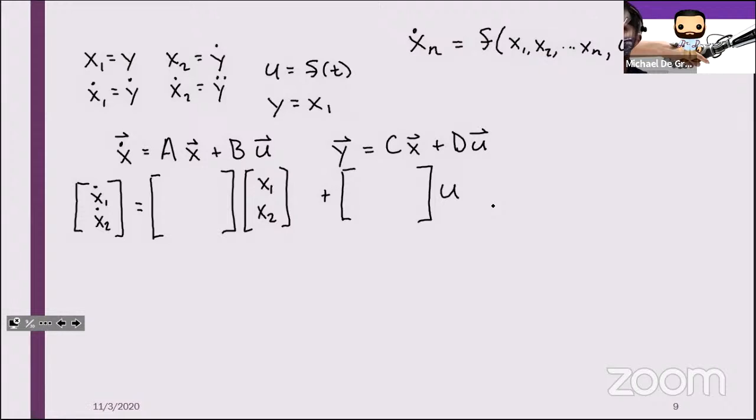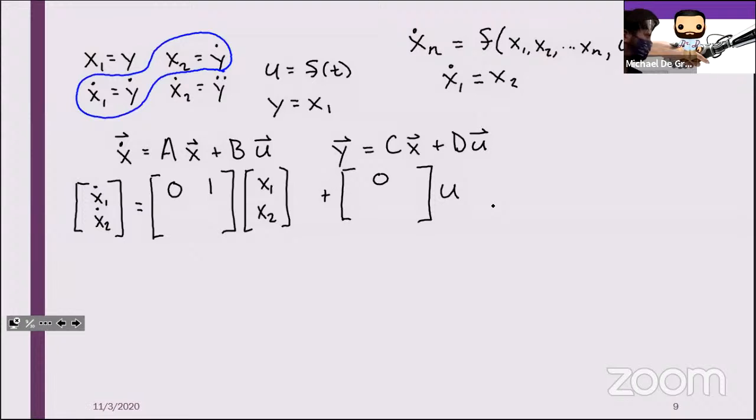What's my equation for x dot 1? Well, x dot 1 is this special case here. X dot 1 is equal to y dot, but y dot is equal to x2. So x dot 1 is equal to x2. How do I get that back out? It would look like that. If I use the top row there, I get 0 times x1 plus 1 times x2 plus 0 times u. So x dot 1 is equal to x2.